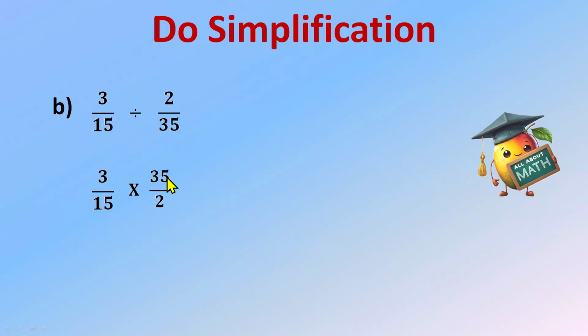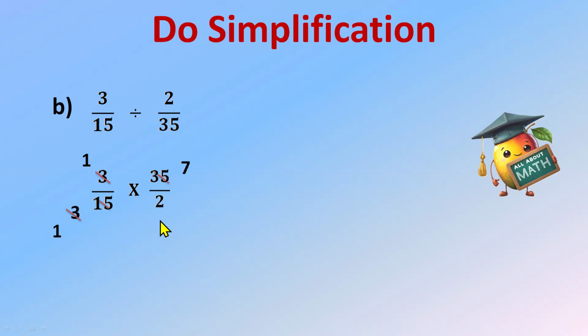So 35 cut, 15 cut. 35 in the 5 table comes at 7, 15 comes at 3. So 3 and 7. Now let's see further. 7 and 3 can't be cut together. 3 and 2 we can't cut because they do not come together in any table. But 3 and 3 up down cutting is still possible. So let's cut 3 and 3, where 3 ones are 3, 3 ones are 3. So we have done with the cutting.